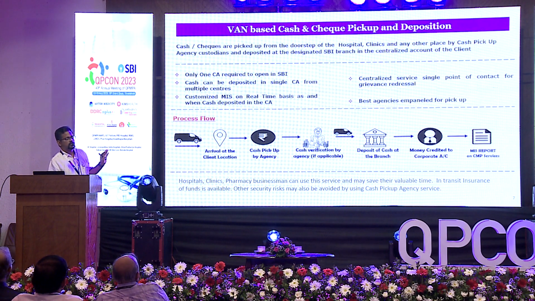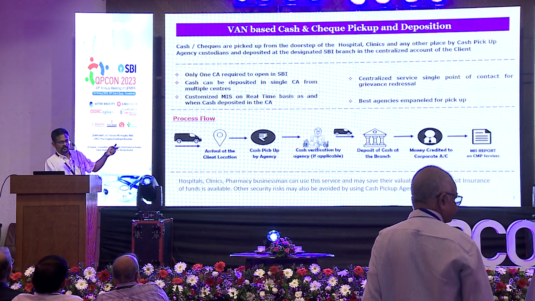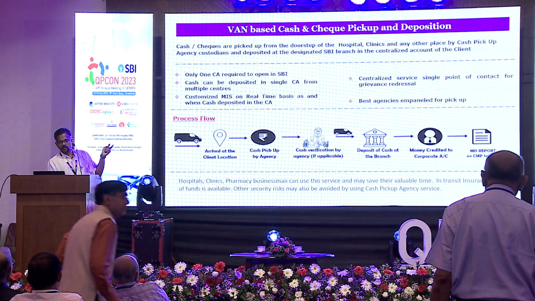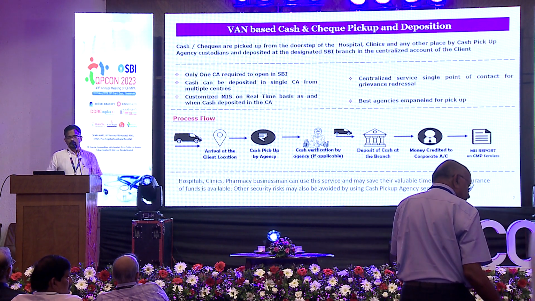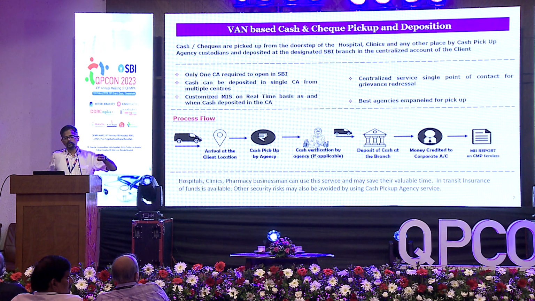This is the method of virtual account number cash collection. The cash agencies will come to your location, the cash is verified and picked up by the agency, and deposited at the branch. And instantly, after the money is credited into your account, you will get an MIS. As I said earlier, there is a virtual account number: one for your pharmacy section, one for your laboratory section, and one for the registration section.